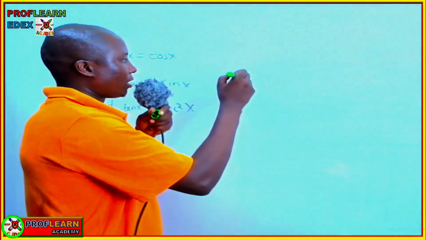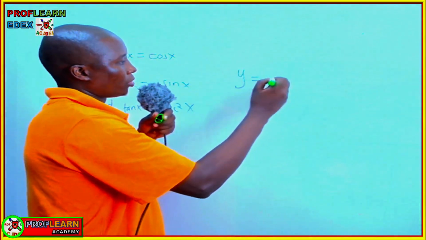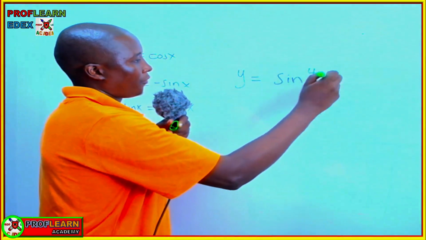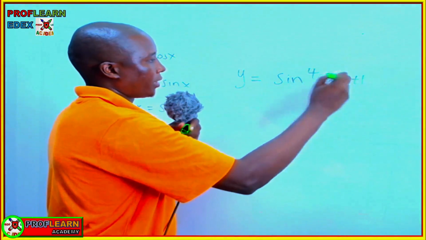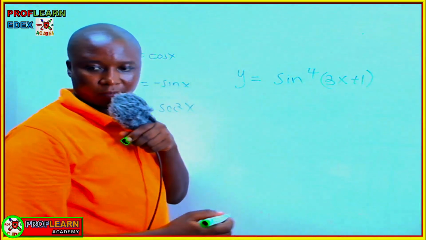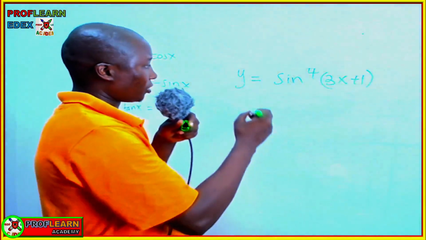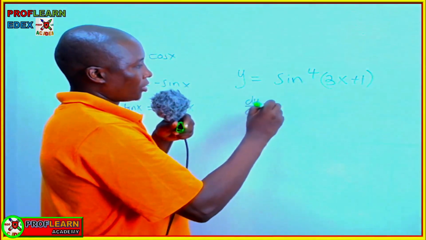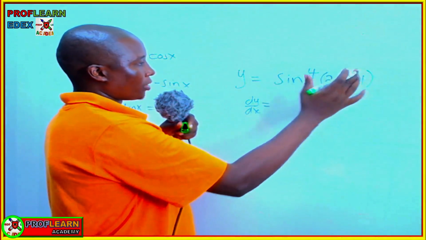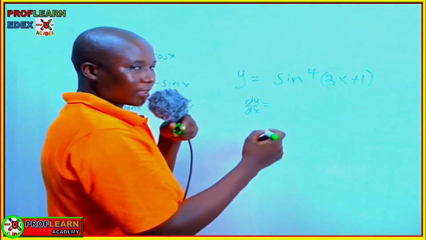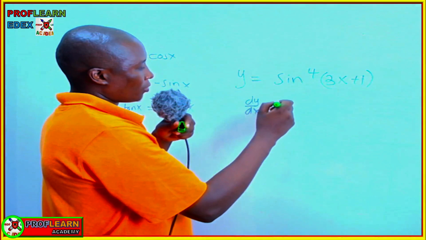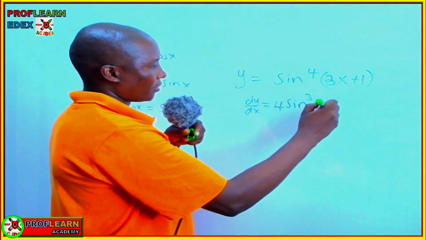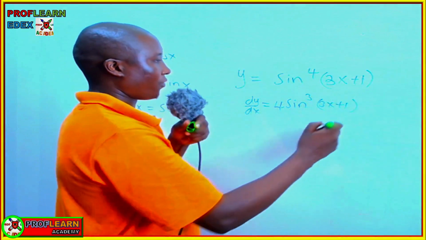Now, if you are going to differentiate functions which have powers of trigonometric functions, for instance, y equals sine to the power 4 of (3x plus 1), the first thing you need to do is write dy/dx. You forget about the trigonometric function, treat it as a power, and this is going to be 4 sine cubed (3x plus 1). That is the first part.